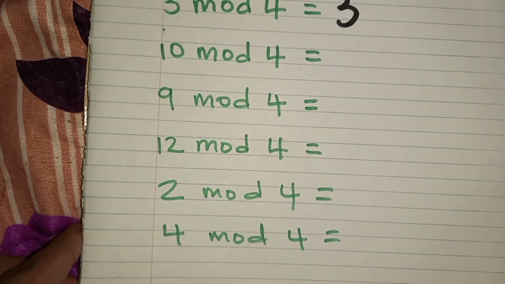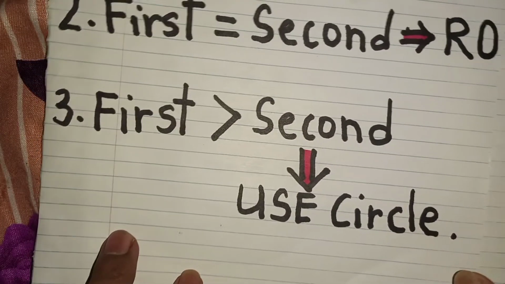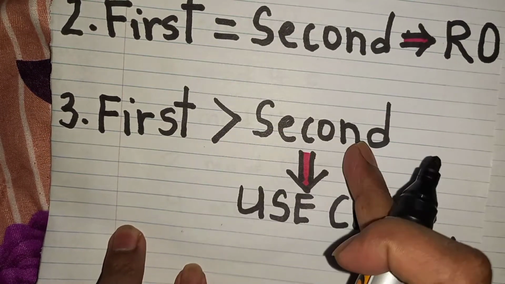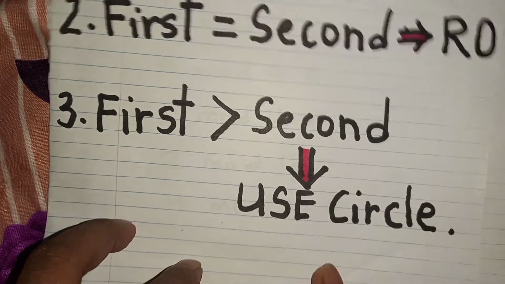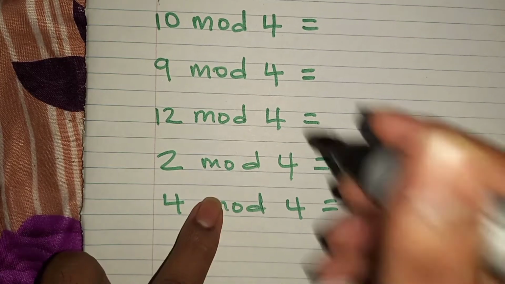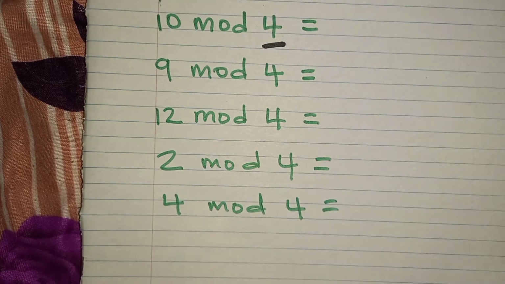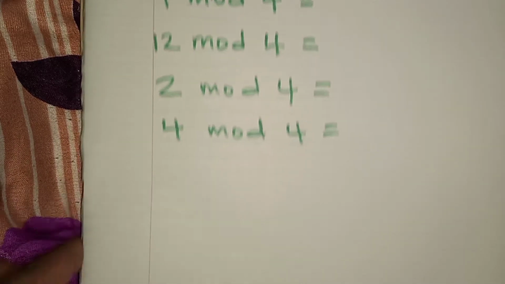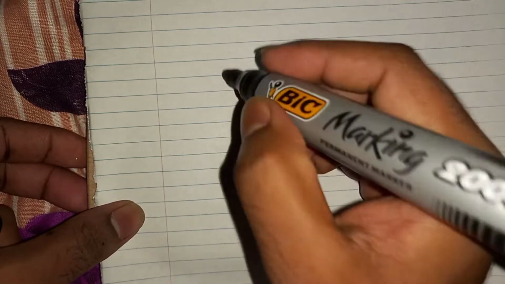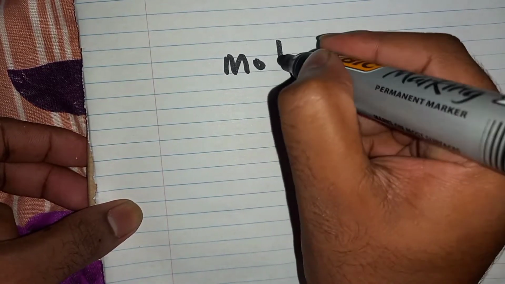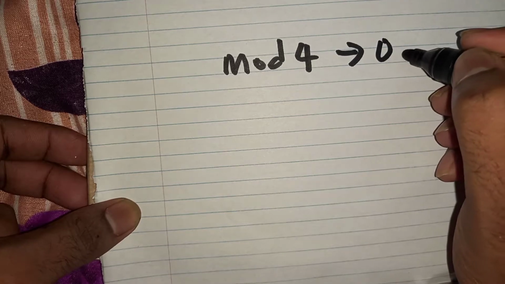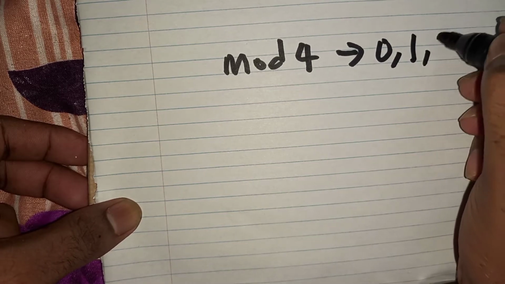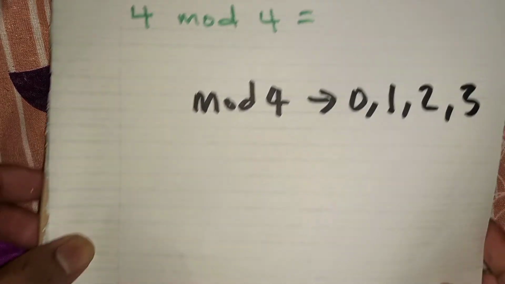Now second one is 10 modulo 4. We have first number greater than the second number, right? So we have to use the circle, and it is modulo 4. First number is greater than second number, so we'll use the modulo 4, and modulo 4 will have all numbers less than 4: 0, 1, 2 and 3, right?